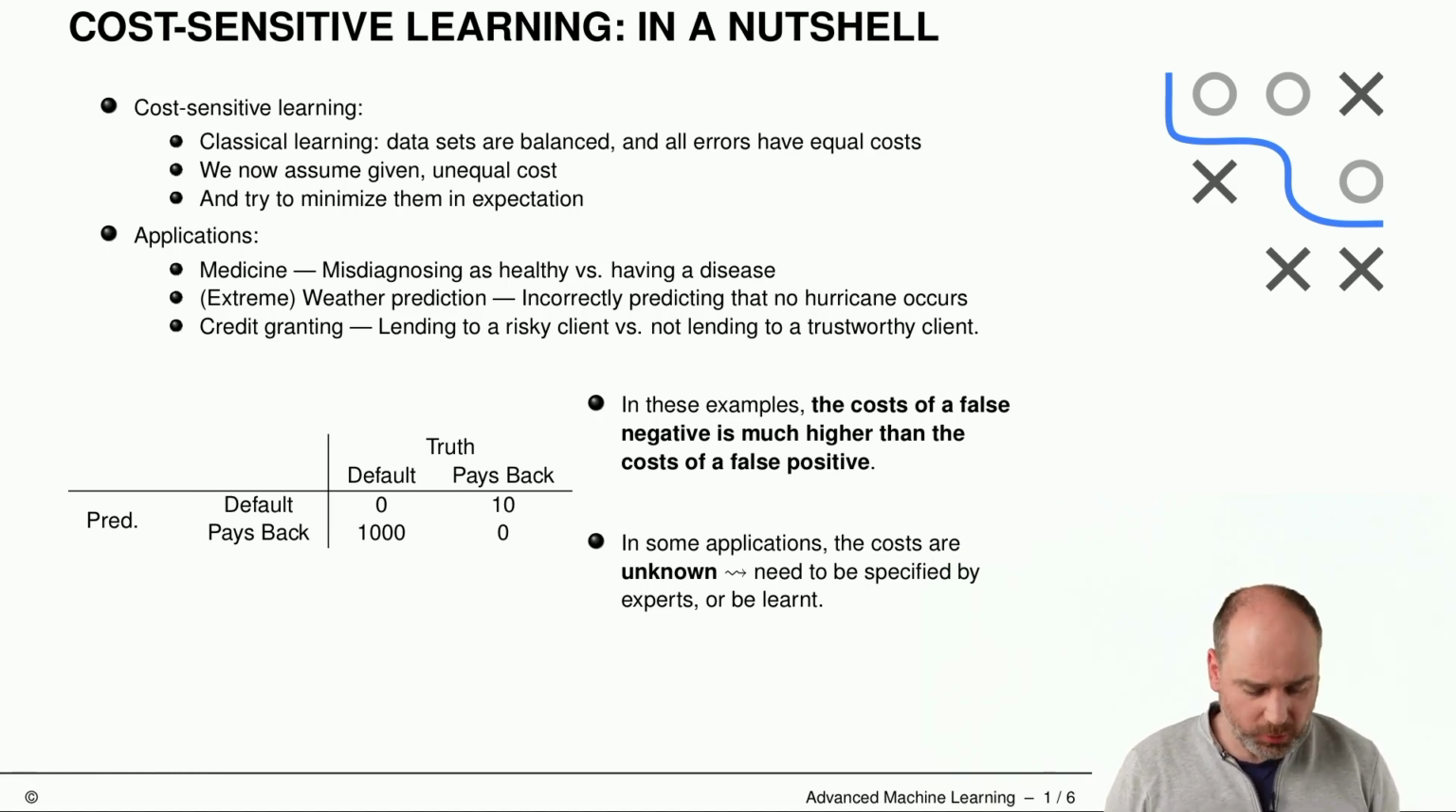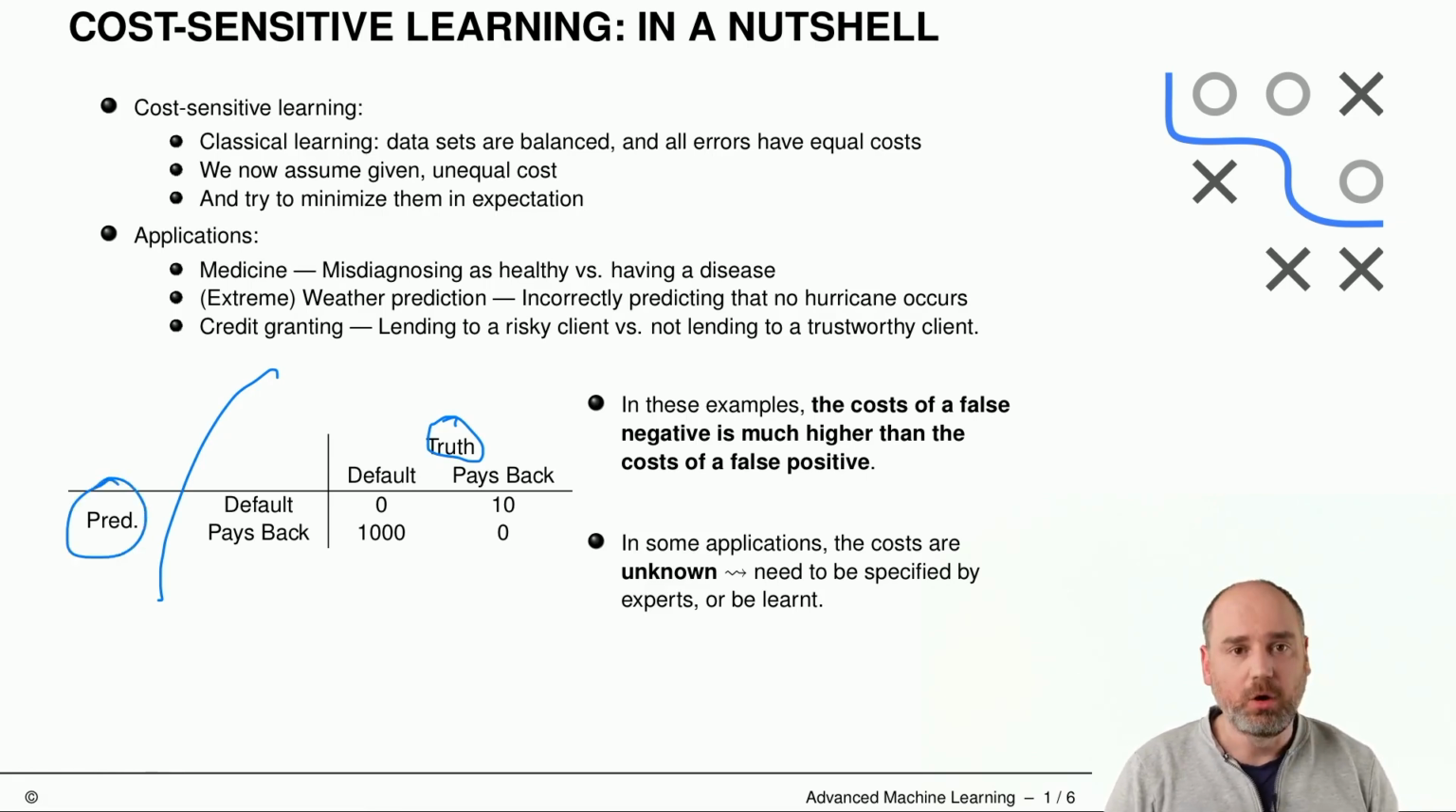So how would these costs usually look like? So we would have something like a cost matrix down here. We would have the true label organized usually in the columns, and then we have the predicted label here organized in the rows, and then each cell entry would specify how these costs look like.